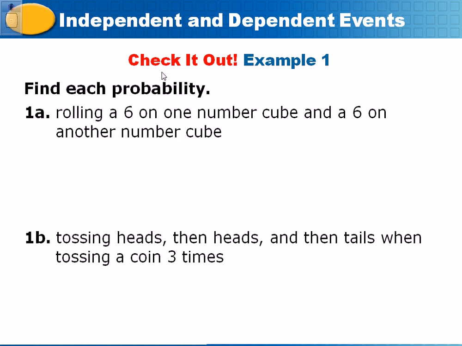All right, let's see if we know what we're doing. Find each probability of rolling a 6 on a number cube. Now, this is not the one we were just talking about, just a regular die. A 6 on a die and a 6 on another number cube. Do they affect each other? No. So, what is the probability of getting a 6 on the first one? 1/6. And getting a 6 on the second one? 1/6. So, what would be the overall probability? 1/36.